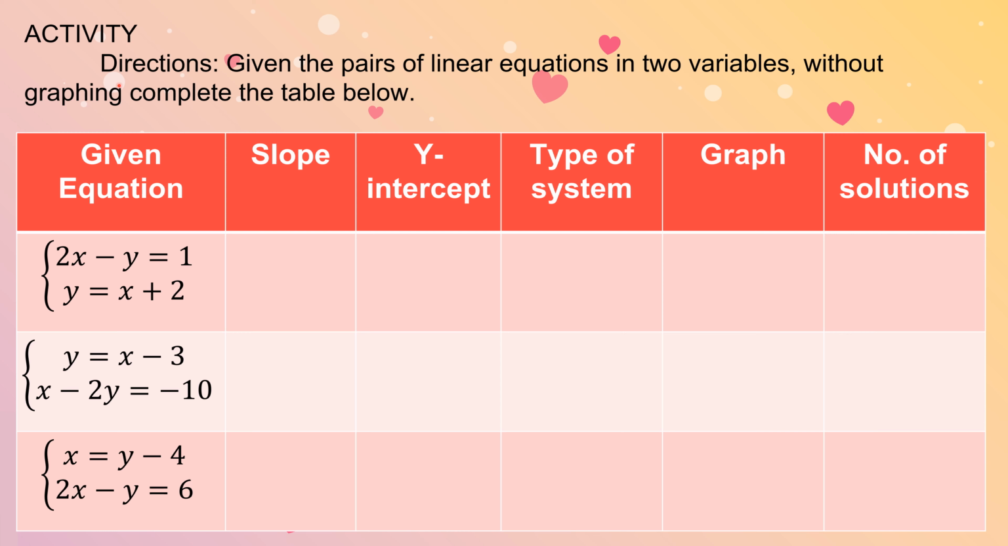Okay, for your activity, given the pairs of linear equations in two variables, without graphing, complete the table below. So, this is our given equation. Write here their slope, y-intercept, type of system, what graph it is, and the number of solutions. Got it?